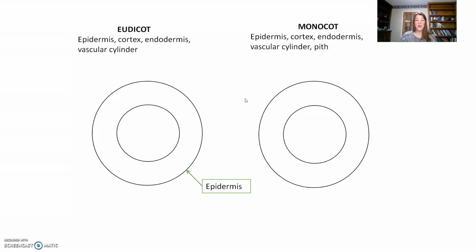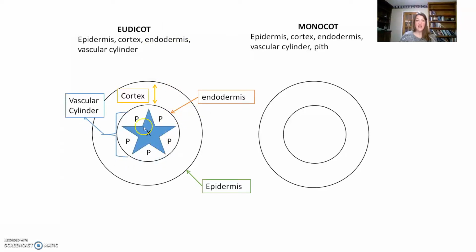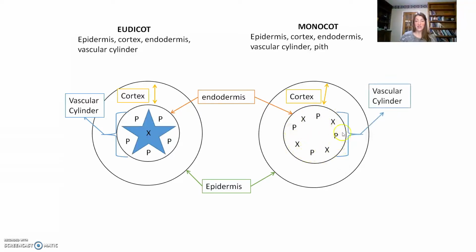Just to emphasize, here's the epidermis. This is the eudicot. The cortex, the endodermis, and then you're going to have your vascular cylinder, okay? Over on the monocot, you're going to have the same things, right? The cortex, the epidermis, the endodermis with the Casparian strip. And then you're going to have your vascular cylinder, and inside you have the pith.